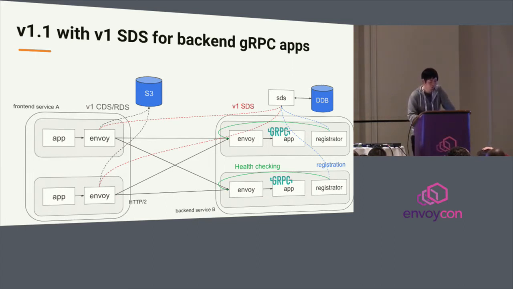Then the sidecar Envoy fetches the endpoints from the V1 SDS API of the SDS app, and the traffic is routed directly to upstreams with Envoy's load balancing feature. There are no server-side load balancers here. But as you know, we now have AWS Cloud Map, so we don't have to do this manual registration now. So yeah, I really wanted Cloud Map before.